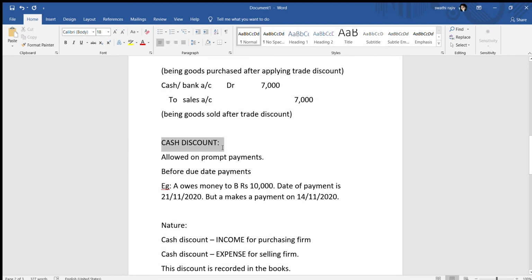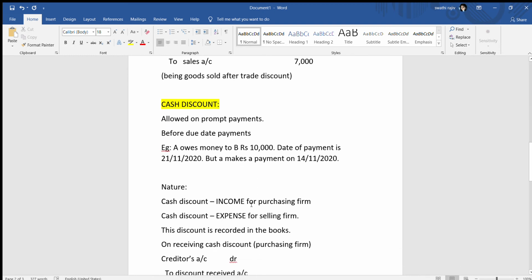Now next one is cash discount. When is cash discount given? Unlike trade discount, cash discount is offered when the payment is extremely prompt. Prompt means before the due date. For example, A owes 10,000 rupees to B, and the date of payment they have agreed on is 21st November. But A makes the payment on 14th itself. A had money and so he's making the payment on 14th itself, right?